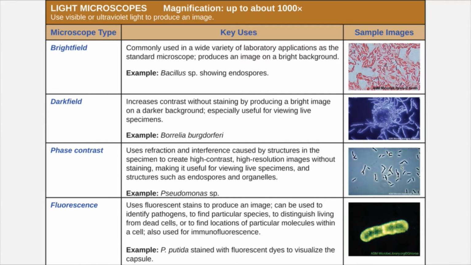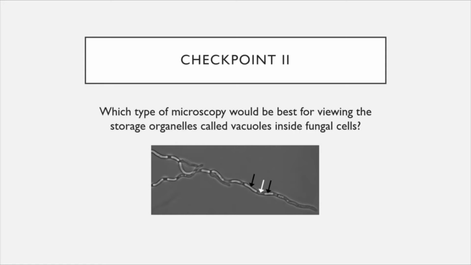This slide right here is a great summary slide from your textbook, which compares the bright field, dark field, phase contrast, and fluorescence microscopies very concisely on the same slide here. So here we have a checkpoint about the different types of microscopy. I want you to tell me which type of microscopy would be best for viewing the storage organelles called vacuoles inside of fungal cells, which is what you can see pointed out in this image right here with the arrows. Which of the four types of microscopies would be best suited to this purpose?